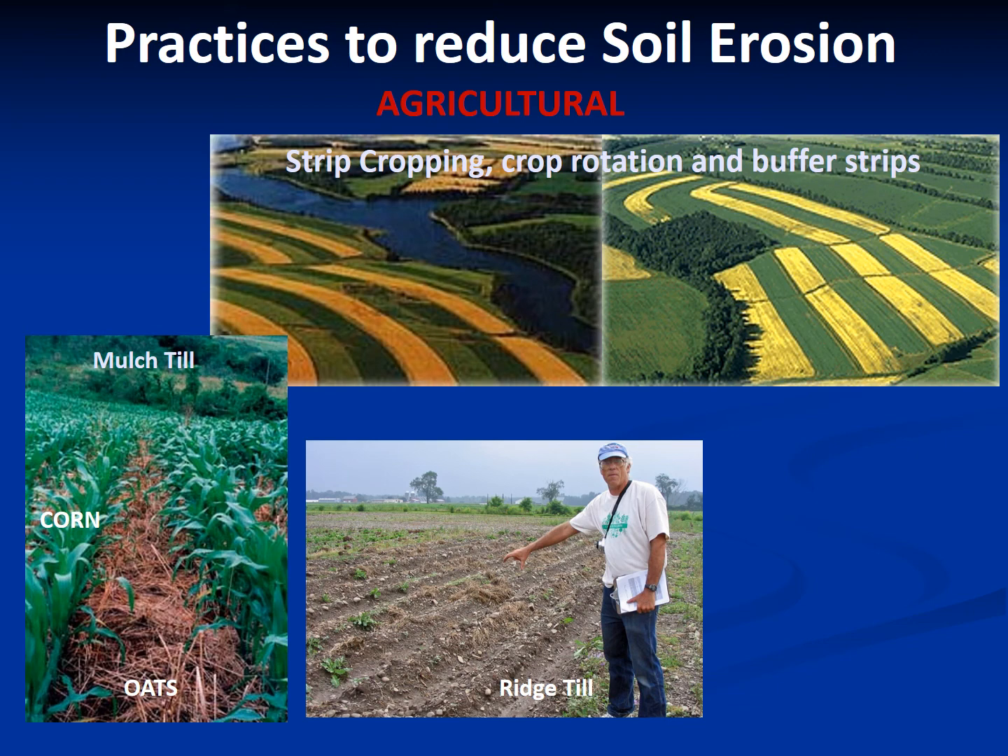Other practices to reduce soil erosion in agricultural fields. Strip cropping, crop rotation, and buffer strips are all useful. Mulch till and ridge till are also useful.